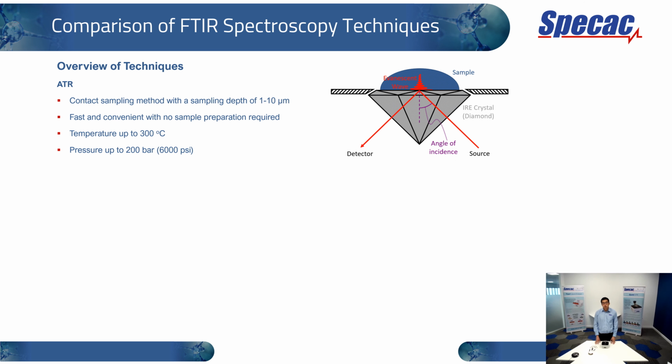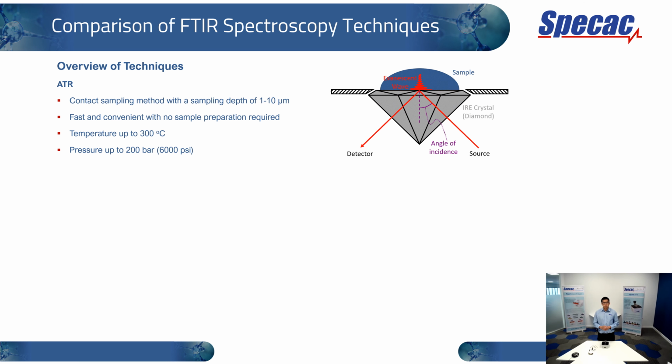For example, you've got ATR. So in front of me here, I've got the SpecAC Quest single bounce ATR. That is capable of monitoring the first few microns of your sample. It's a very fast and convenient technique. And the temperature of the Quest, now that we've launched the heated puck accessory, can go up to 110 degrees Celsius. But we also have the Golden Gate accessory, a single bounce diamond ATR. It can go up to 300 degrees as well. So having these two products enables us to monitor different polymer types depending on their melting temperatures.